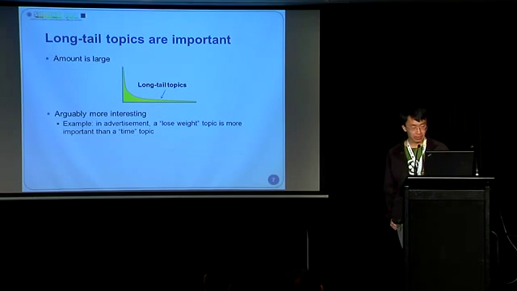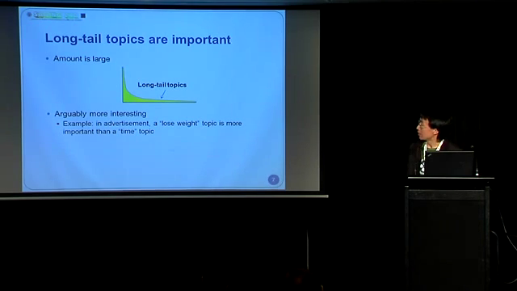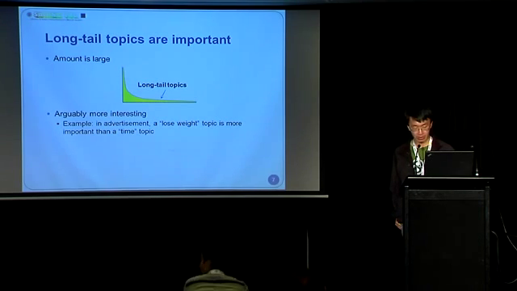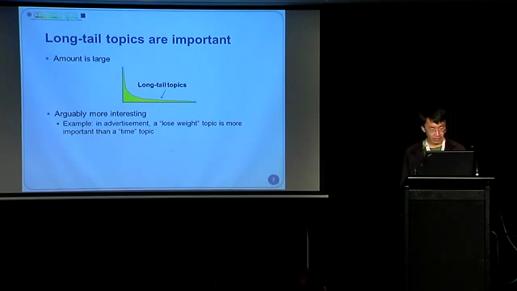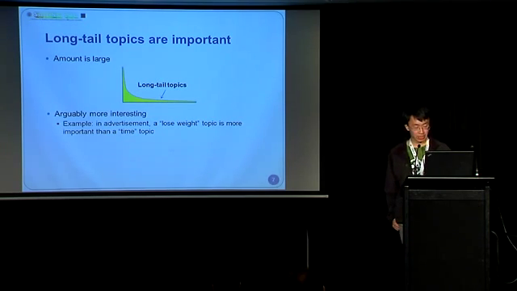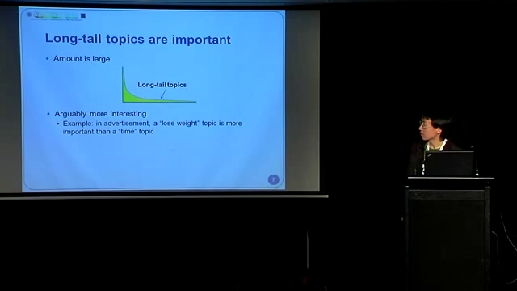However, these long-tail topics are very important, and they cannot be simply ignored. First, although each long-tail topic has low probability, the total number of long-tail topics is huge, so the total probability mass in this long-tail region is as large as this dominant region, which means that the long-tail topics actually carry information as important as the dominant topics. In many applications, the long-tail topics can be arguably more interesting than the dominant topics.